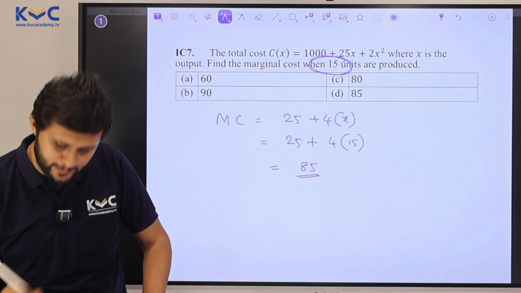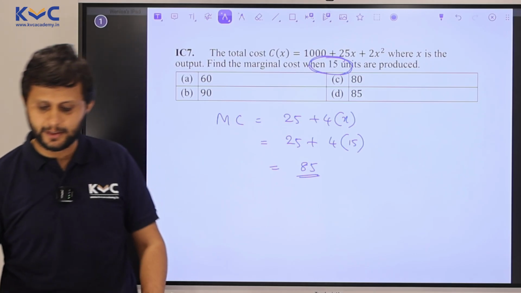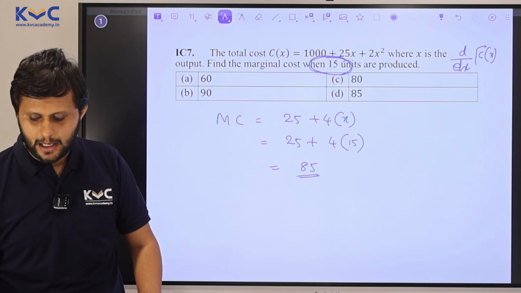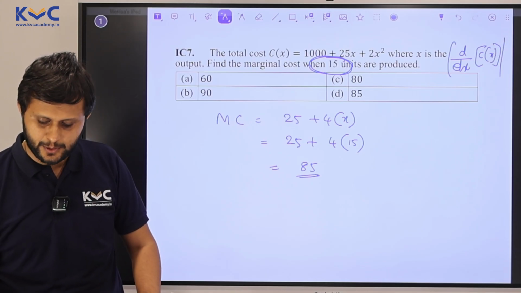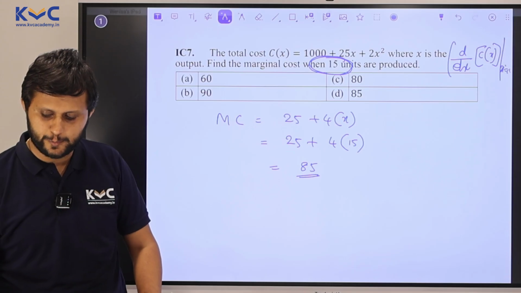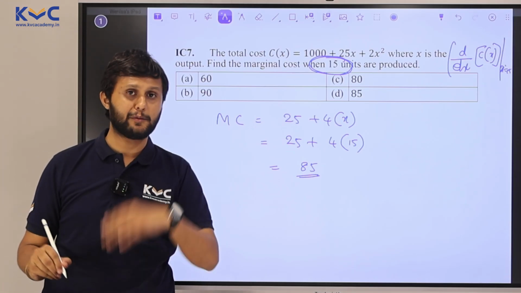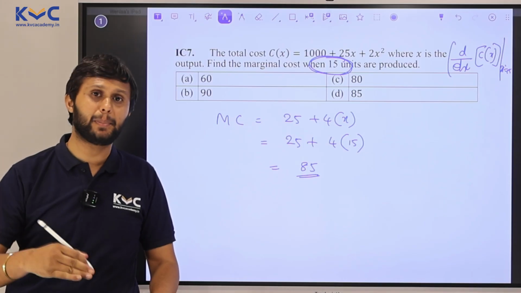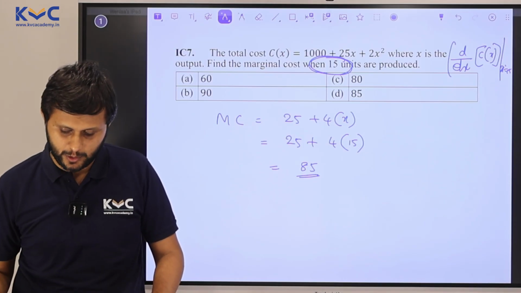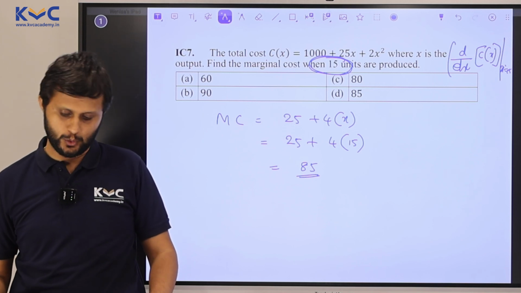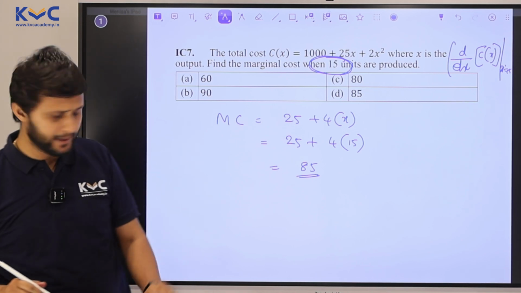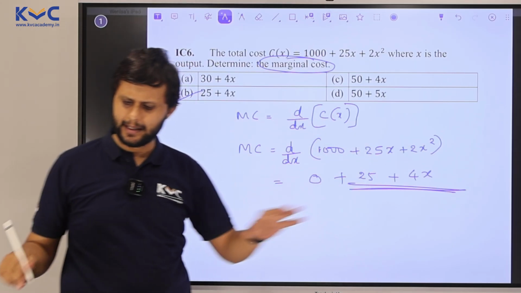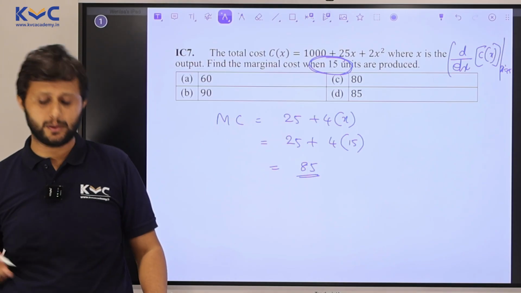So basically after differentiating, we're substituting the value. It is like writing d by dx of the cost function, and then after that we substitute the values, x equal to 15. We solve these problems that way: after differentiating, we substitute the values. So exactly that is applied over here. Marginal cost of producing 15 units: I repeat, from the previous problem we took those values, 25 plus 4x. There we substituted the value of x equal to 15.